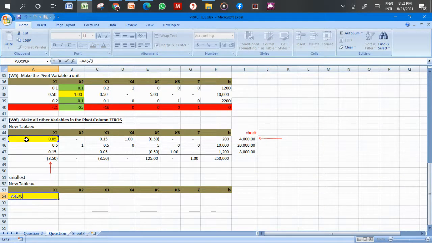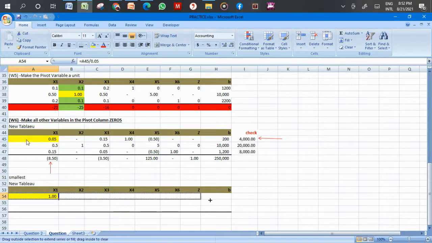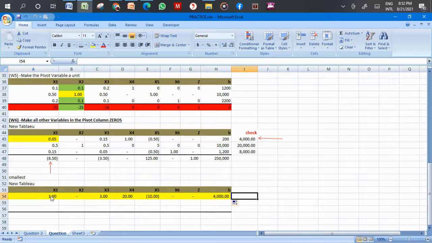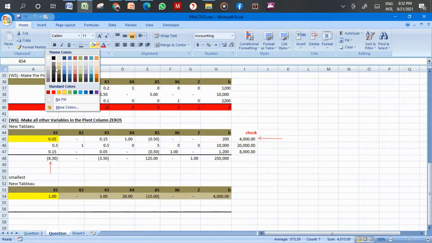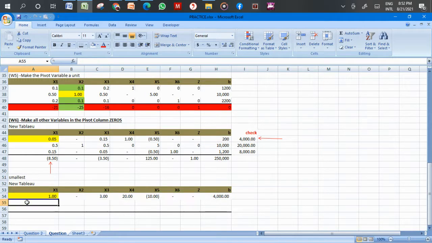We should divide it by 0.05 so that we make it a unit. As you can see, it's now a unit. Then we drag the formula up to the end. Let me just remove the yellow coding because I should only refer to this one.